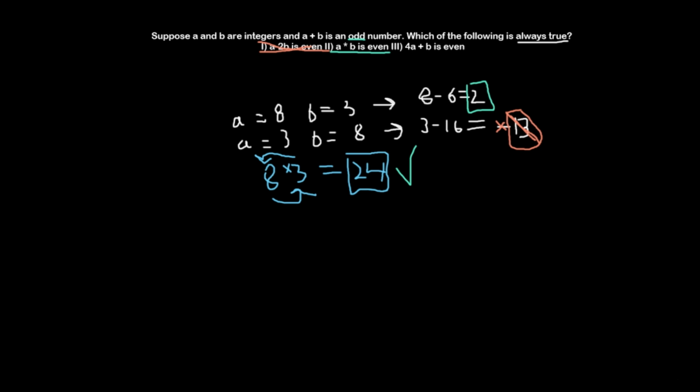So I'll just highlight equation 2. Now let's try equation 3. Equation 3 says 4a plus b is even. So let's try it. So a equals 8 and b equals 3. So 32 plus 3 would equal 35, and this is not even, it is odd. So now let's try the other scenario. 12 plus 8 equals 20. Let me just fix my equal sign there. Okay, so we know that 12 plus 8 is 20, and that is even. But equation 3 is not correct because it doesn't work for scenario 1. So we can cross that out.